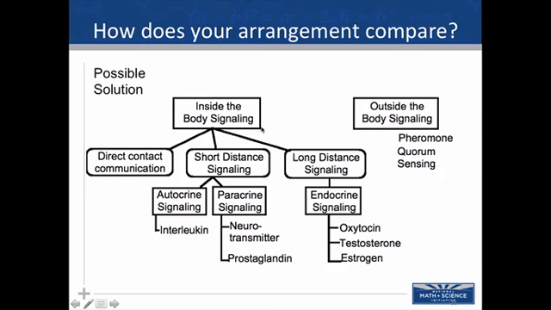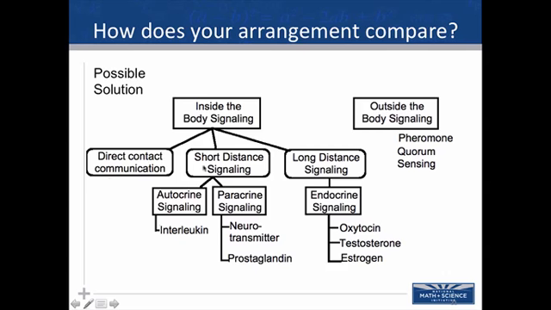Those that remain are inside the body, and there were 3 different levels of distance in communication. That's just one way to look at the cell communication, is by how far away the cells are that are talking to each other. So there was direct contact, short distance signaling, and long distance signaling. Our direct contact example in the PowerPoint was plasmodesmata. You could have also used gap junctions as an example. Plasmodesmata are the ports between plant cells. Gap junctions would be found more likely in animal cells.